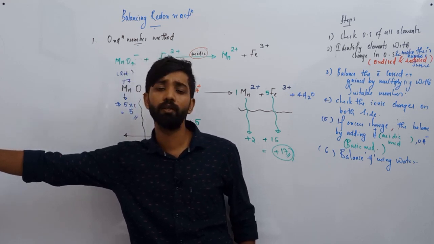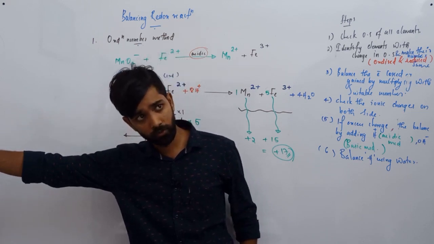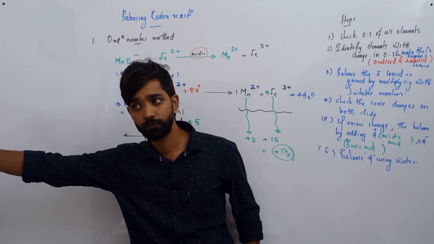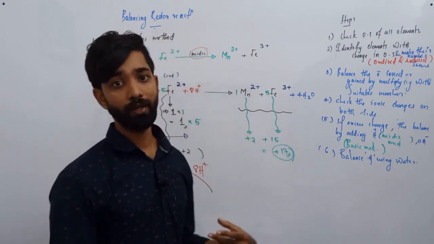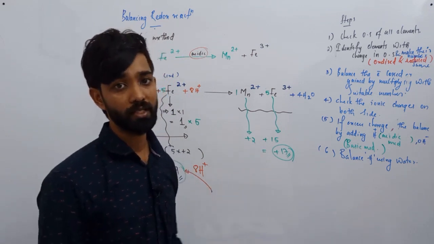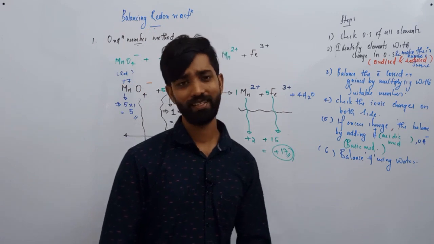Then you can find the ionic charge of both sides. If that is also not okay, you can balance it by adding H plus or OH minus. Then there will be an addition or excess of hydrogen. Then you can balance it by water. It's very easy.